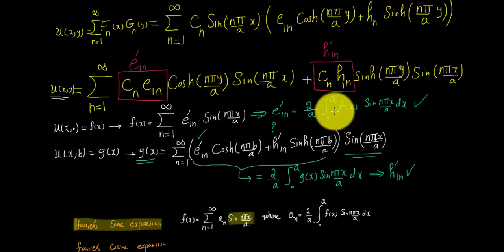So we solved h prime 1n and e prime 1n and closed the loop, and we came up with an expression for u as a function of x and y in a series form.